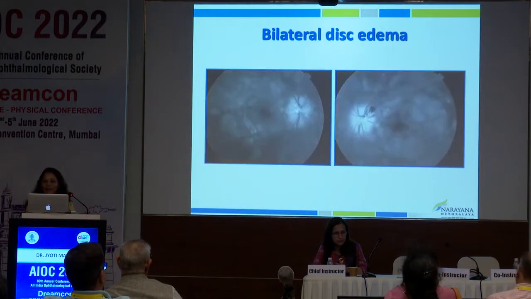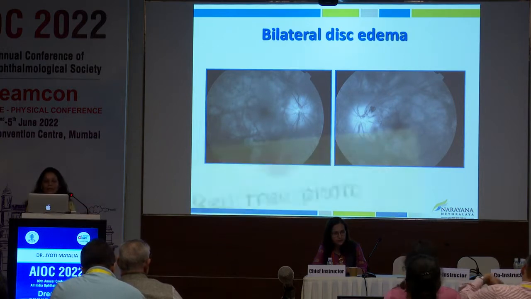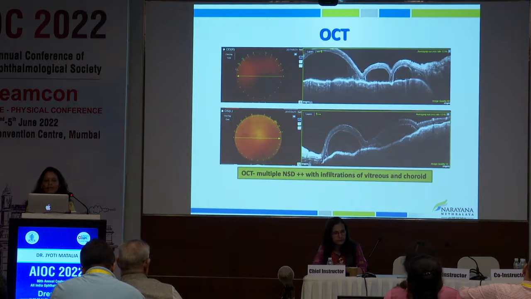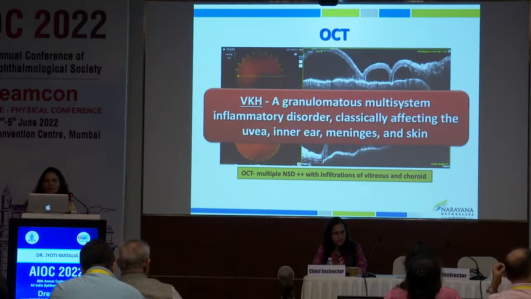You can see on red free. Red free is a very, very important tool for us to pick up features around the optic disc, and you will see multiple areas of NSDs, that is non-serous detachments, and PEDs. So important: red-free photography, vitreous evaluation, and look beyond the disc. An OCT showed that there are multiple NSD lesions around it. This patient had VKH. So you need to look not just as a neuro-ophthalmologist at the disc, look at the whole patient, all the aspects of the eye, to pick this up.